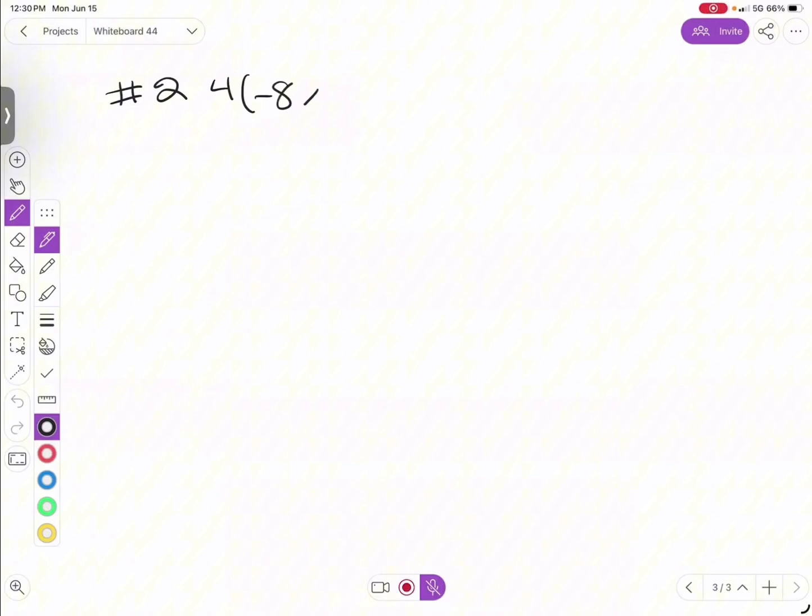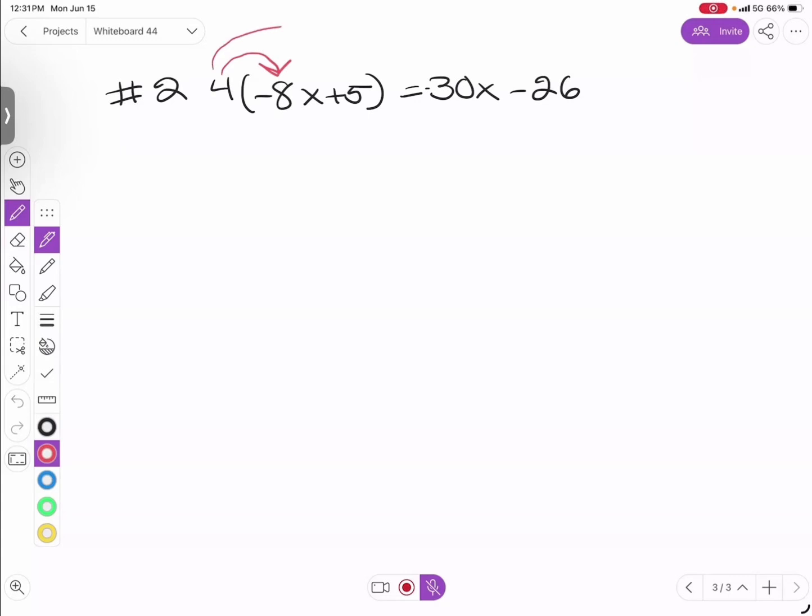So 4 times negative 8x plus 5. What's the first thing you need to do? Distribute the 4. Okay, are we ready? The first thing that you have to do is distribute that 4 inside here. So 4 times negative 8 is negative 32, and then the x, you have to keep the x, and then 4 times 5 is plus 20. And then the rest of it I just copy.